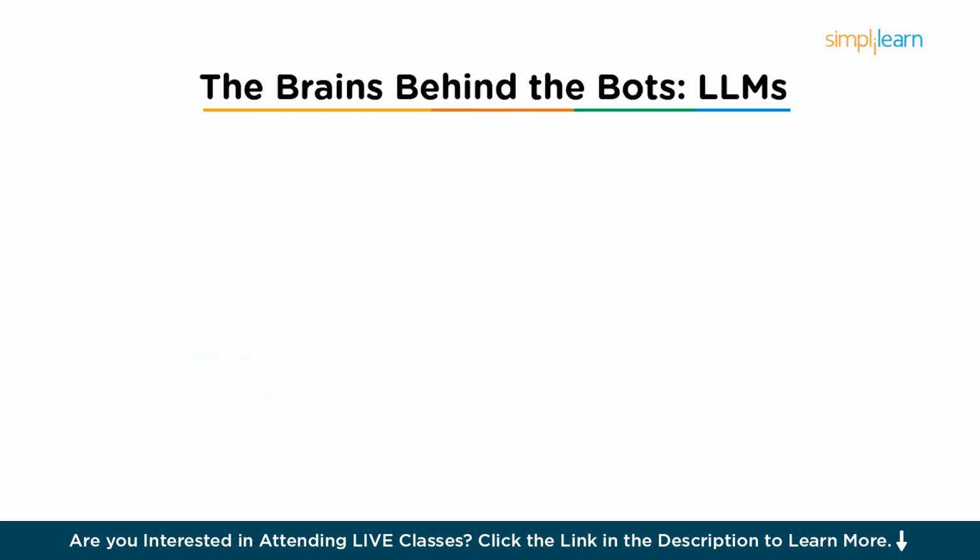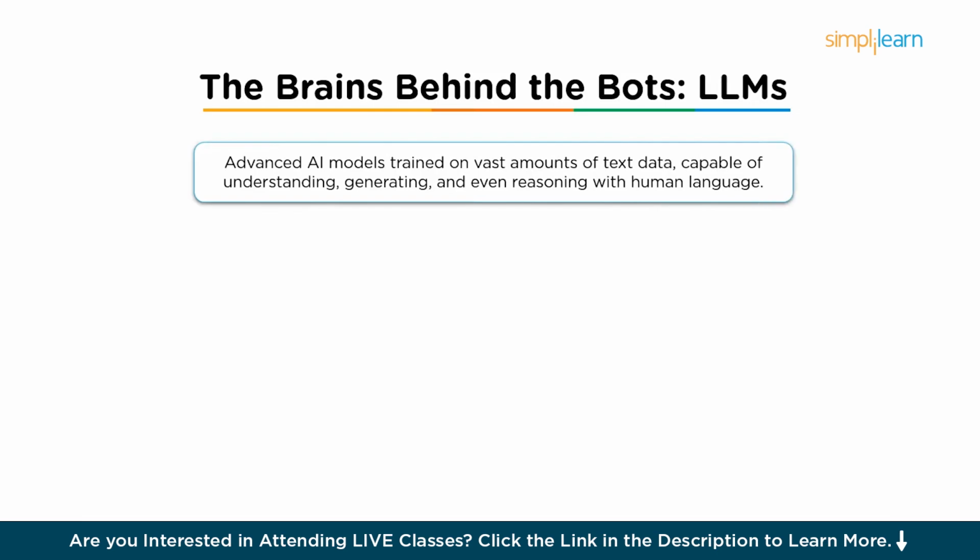Moving on from the general introduction, let's now delve into the brains behind the bots, which are the large language models, or LLMs. These models are truly the technological backbone of today's most intelligent chatbots. Essentially, LLMs are advanced AI models trained on vast amounts of text data. They are incredibly powerful, capable of understanding, generating, and even reasoning with human language. Think of them as having read and processed an immense portion of the Internet's text, allowing them to grasp context, grammar, and even some world knowledge.